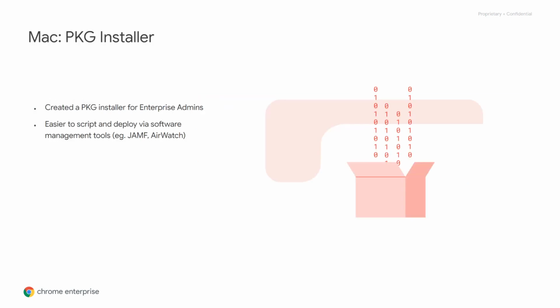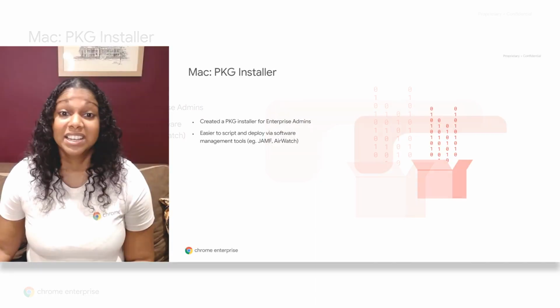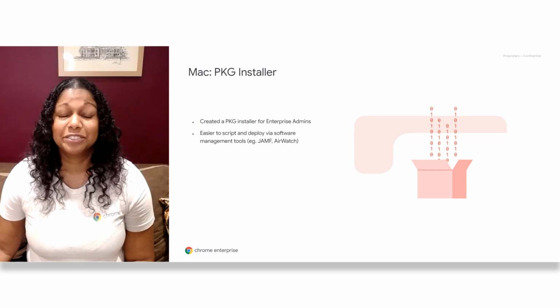Many of our enterprise customers have asked us for PKG files because they're easier to script. If you're deploying Chrome manually on Macs using Jamf, AirWatch, or similar, this can make an otherwise painful process much simpler.